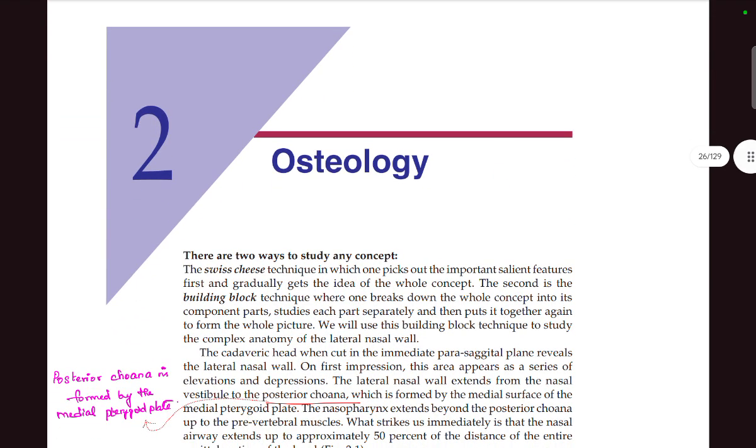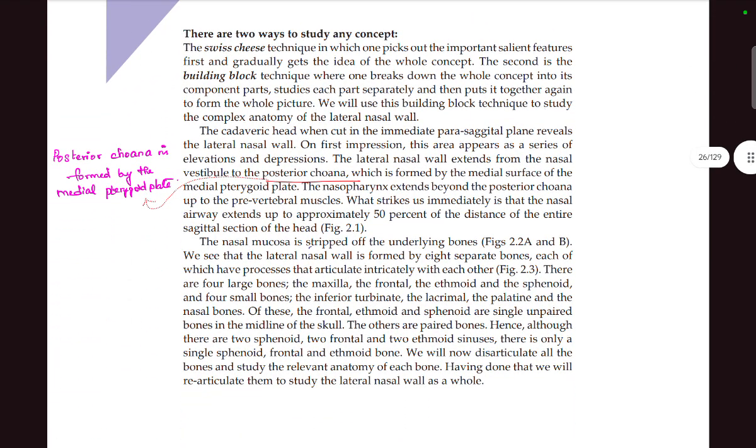Chapter 2 Osteology. There are two ways to study any concept: the Swiss cheese technique, in which one picks out the most important salient features first and gradually gets the idea of the whole concept. The second is the building block technique, where one breaks down the whole concept into its component parts, studies each part separately, and then puts it together again to form the whole picture. We will use this building block technique to study the complex anatomy of the lateral wall of nose.